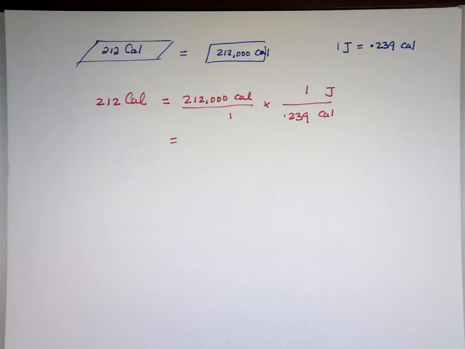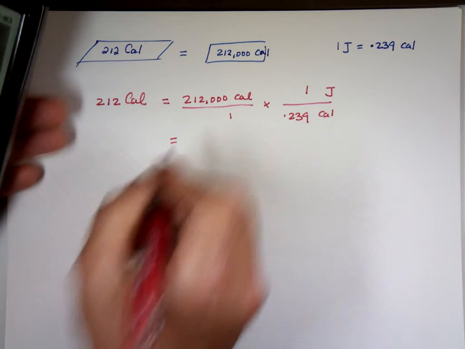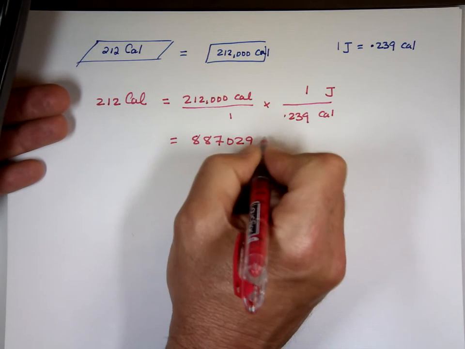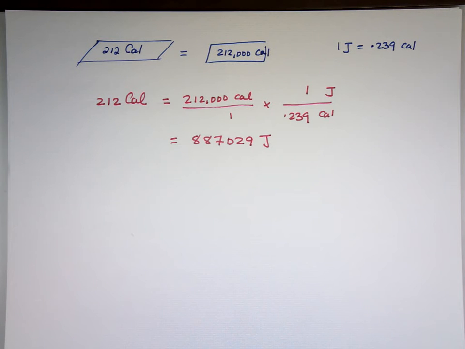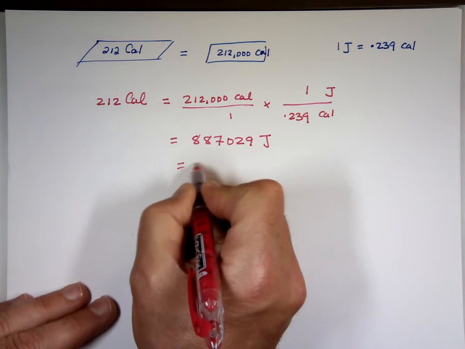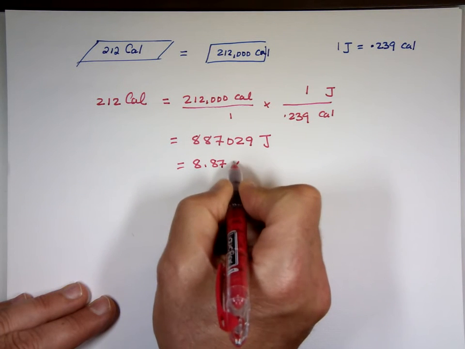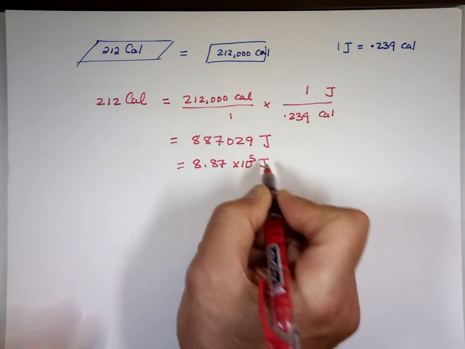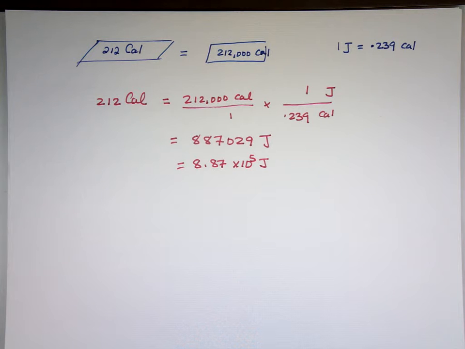That's equivalent to 212,000 divided by 0.239, and it's 887,029.3. Never mind the 0.3. Joules. So approximately that's 8.87 times 10 to the 5 joules. That's 1 candy bar, how much energy is in that. Now we're going to tell you how many steps you have to walk to burn 1 candy bar. You're not going to like the answer I'm going to give you.